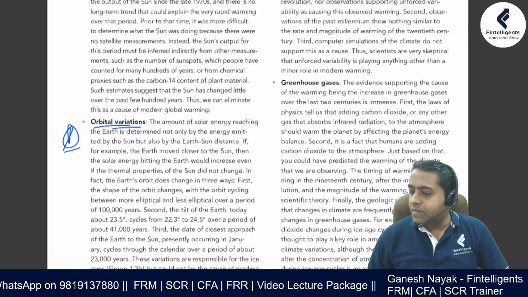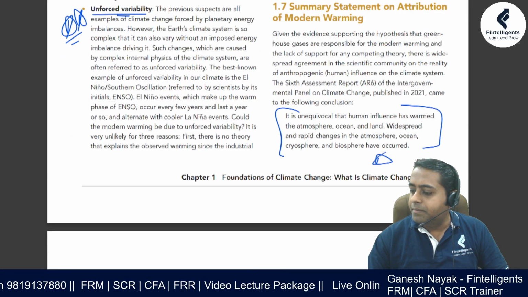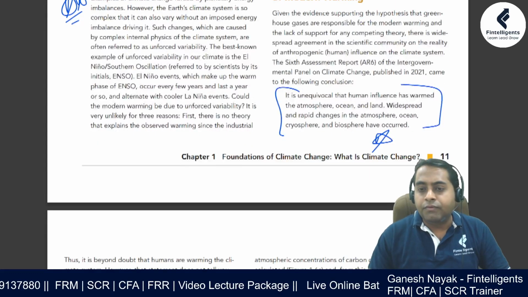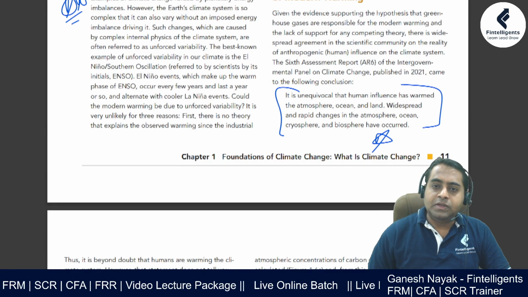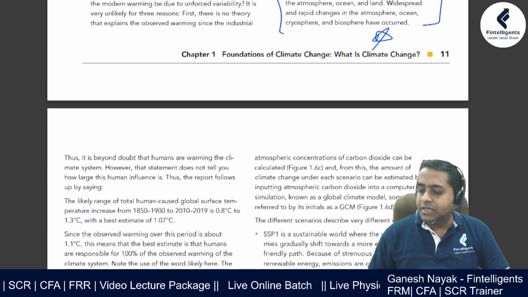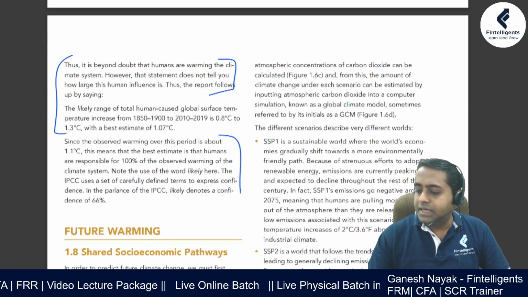Greenhouse gas is okay. Summary of attribution, this write-up where they unequivocally say that the major greenhouse gas emission that has happened is because of us humans. So that basic understanding, this entire section is important.